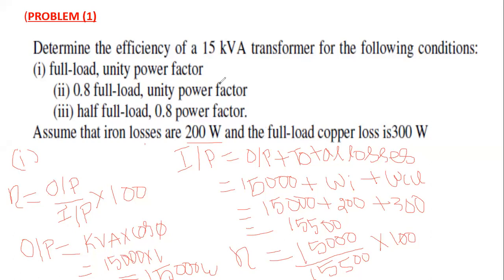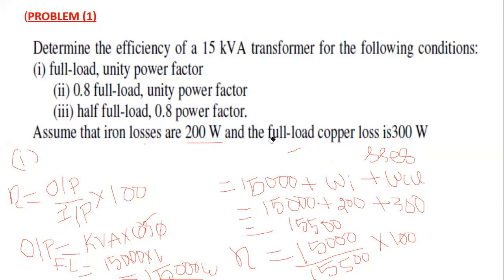Next, the second bit. What is the second bit? That is 0.8 full load at unity power factor. Unity power factor means the cos phi value is fixed. Therefore, the full load output is 1500 watts. Next, we calculate the 0.8 full load. This is the output for full load.